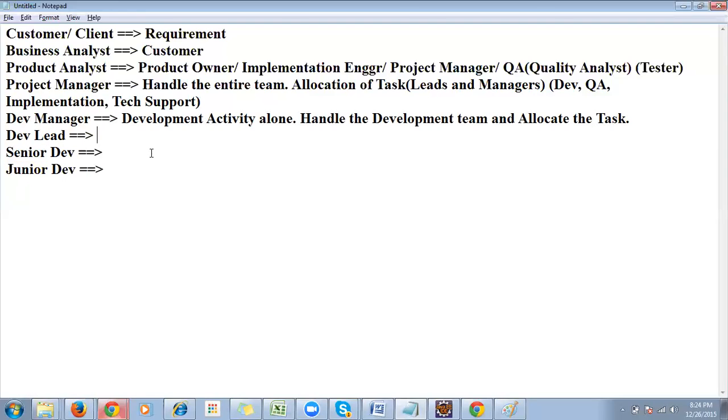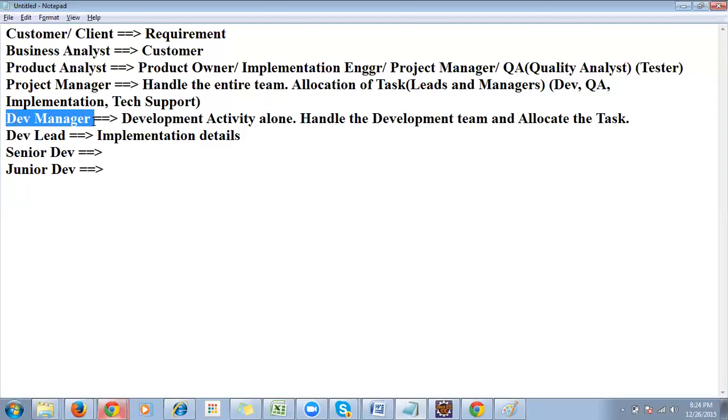Development manager and development lead, I'm just a little bit confused. Come again. So in one team we have the development manager and the development team lead as well?